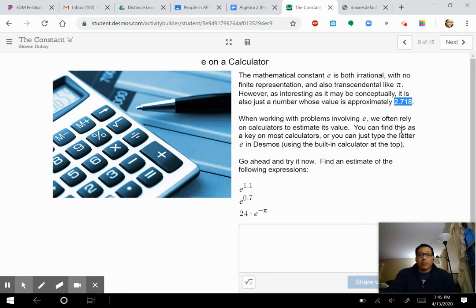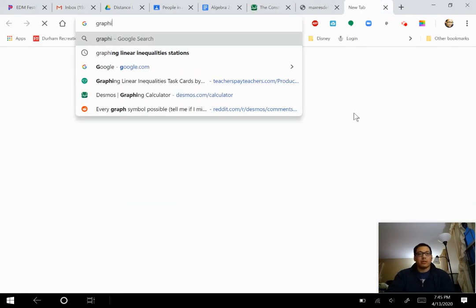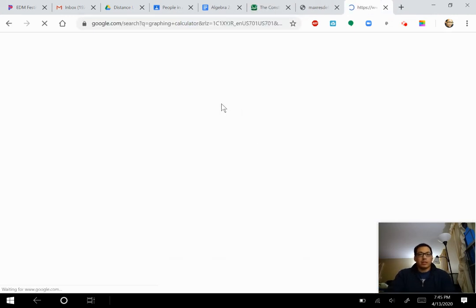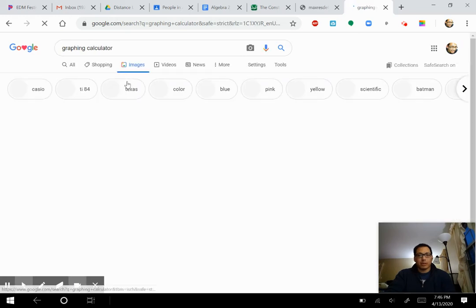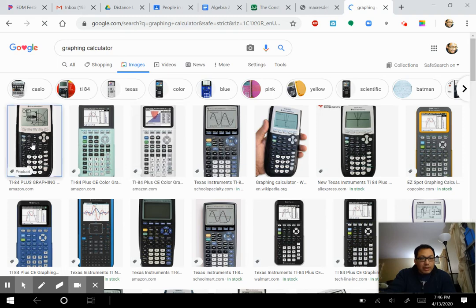So when working on problems involving e, we rely on calculators to estimate its value. You don't want to be typing in 2.718 over and over again. So almost every calculator has a key for it. If you're using a graphing calculator or something like that from school, there's a key for it. Maybe I should show you. Let's take an image of a graphing calculator just so I can show you where it would be on one of these TI-84s.